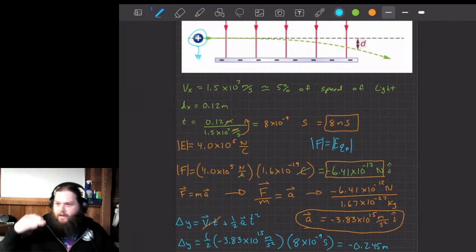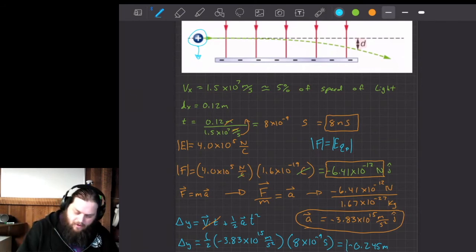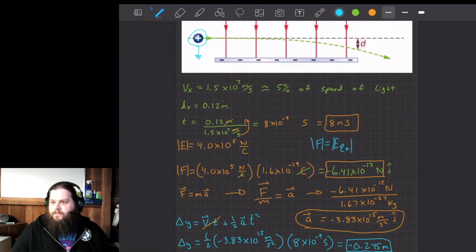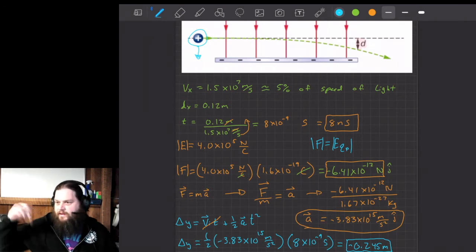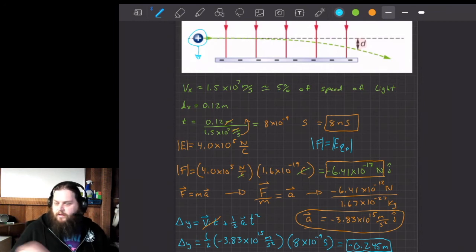So that's the amount of deflection that happens when a proton enters an electric field. The negative means it's going downwards, and it's 0.245 meters, or 24 centimeters.